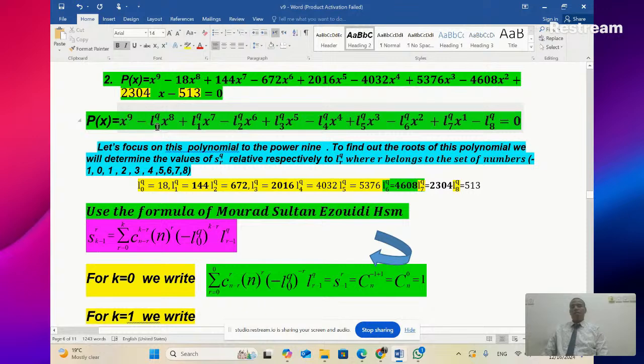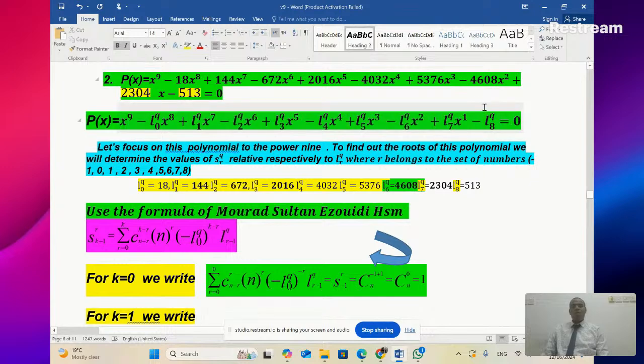L0 of all the q x raised to the power 8 plus L1 of all the q x raised to the power 7 minus L2 of all the q x raised to the power 6 plus L3 of all the q x raised to the power 5 minus L4 of all the q x raised to the power 4 plus L5 of all the q x cubed minus L6 of all the q x squared plus L7 of all the q x to the power 1 minus L8 of all the q equals 0.